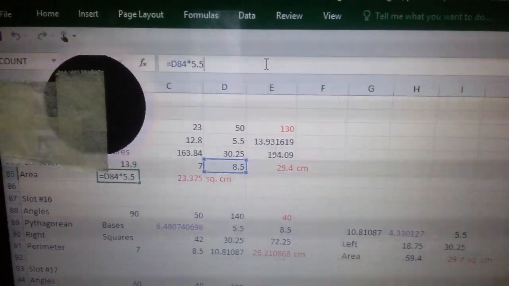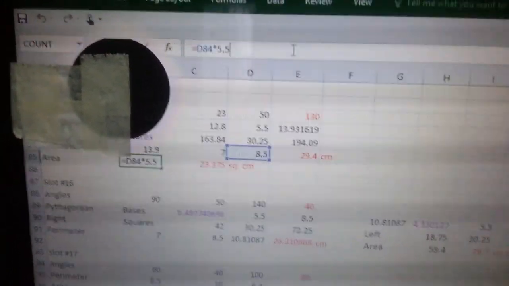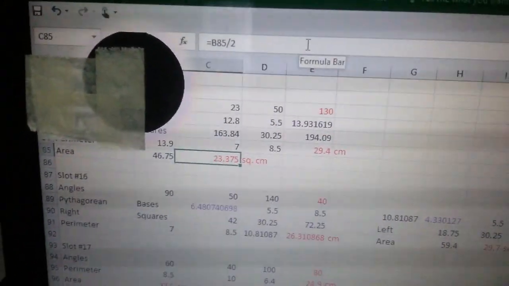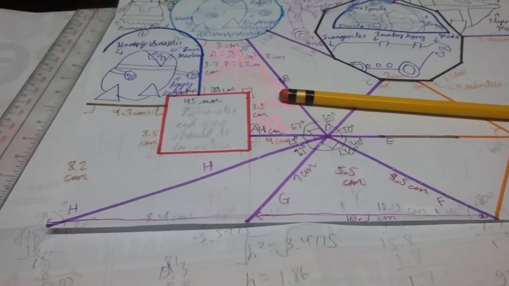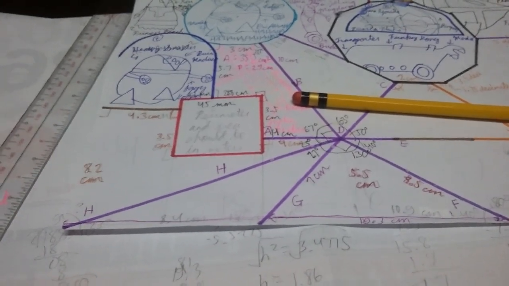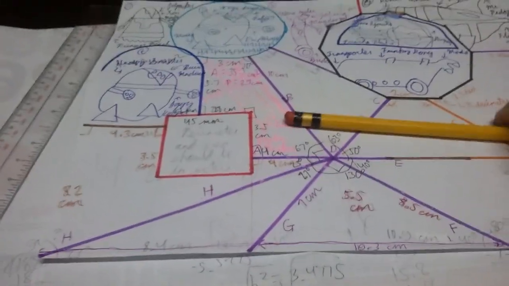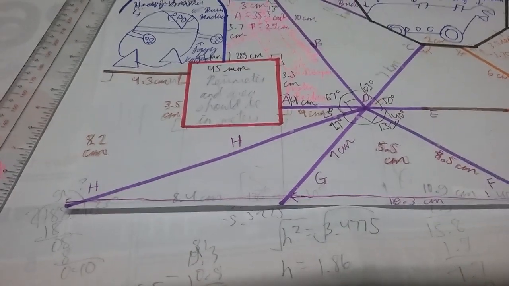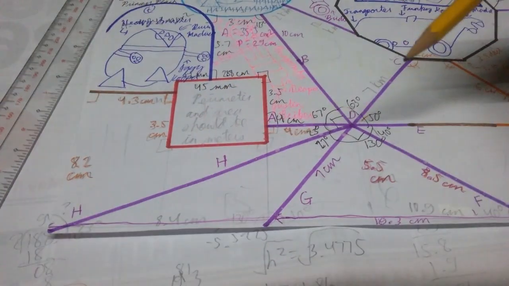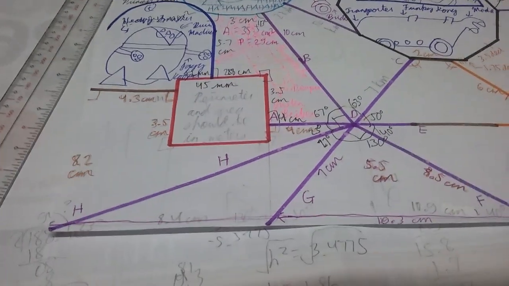Ito yung 8.5 times 5.5. We get this. And then, divide by 2. So, we should get 23.375 square centimeters. Ito yung area. So, that's how we got the area lang. Pero what if we're asked to solve for the perimeter pa rin? However, here's the catch. For this line, we do not know what the measure is. So what do we do now?